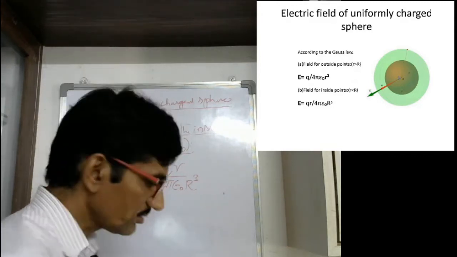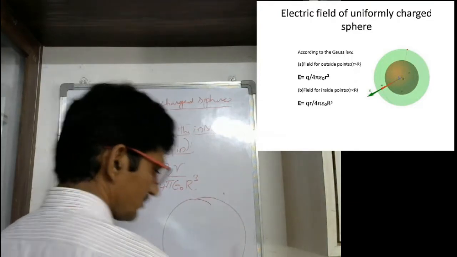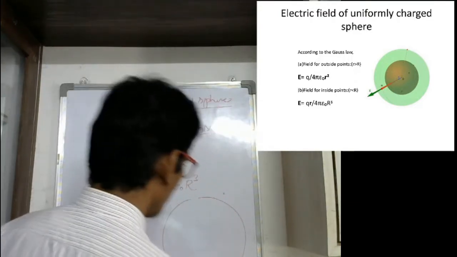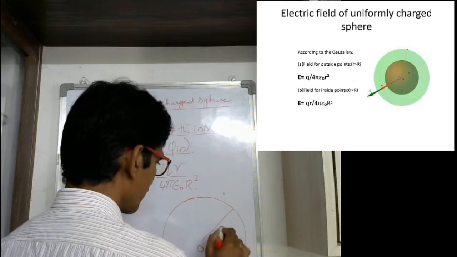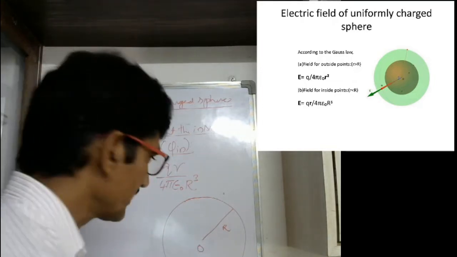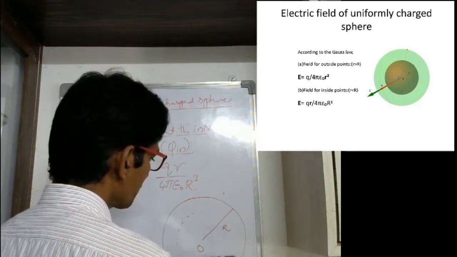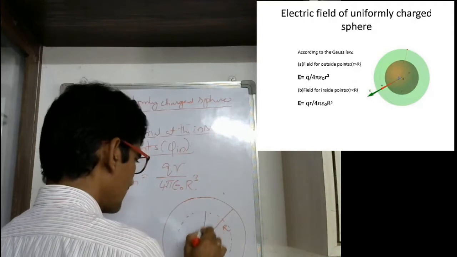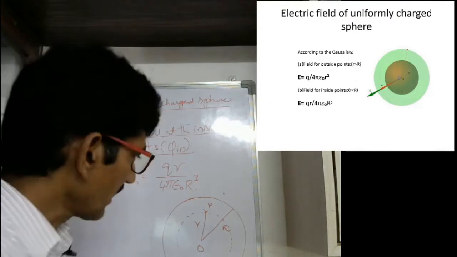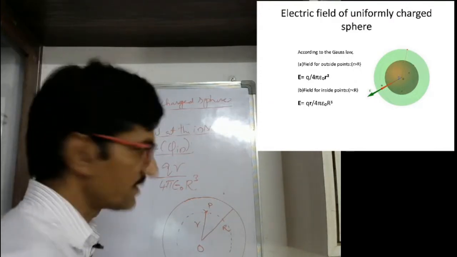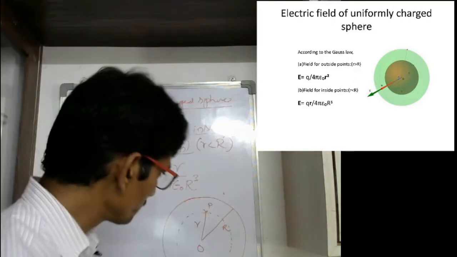Now, you see, this is the charged sphere. This is the origin. This is the radius of the sphere. You want to find the electric potential at some inside point, say this point is P, which is located at r. Now your r is less than R.